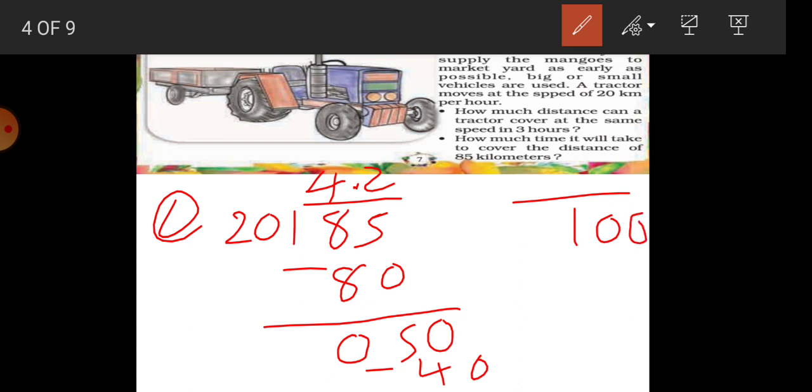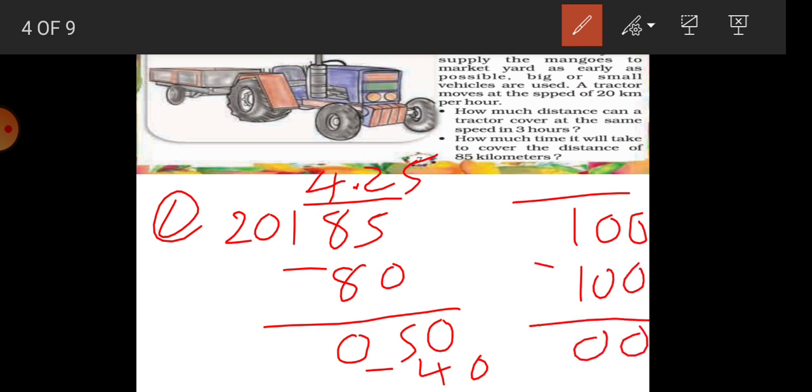Now no need to keep the point again. First time we have to keep the point in the quotient. Now no need to keep the point, add one 0. Now 100, so 100 we divide by 20. 20 fives are 100.